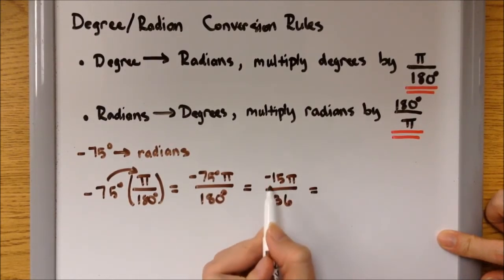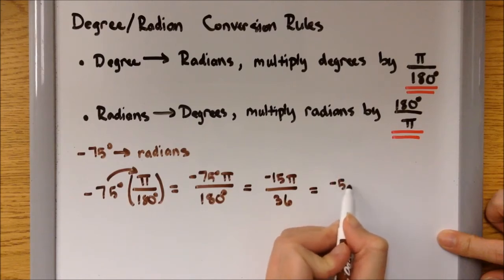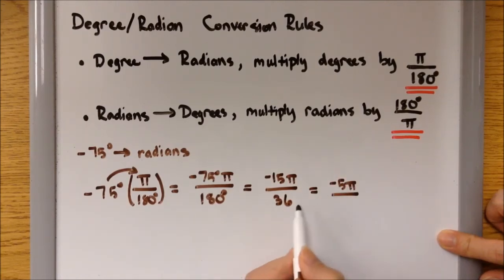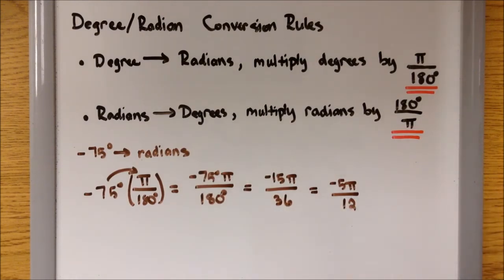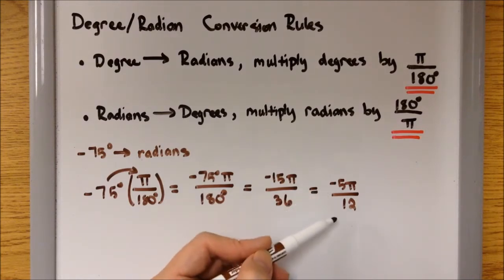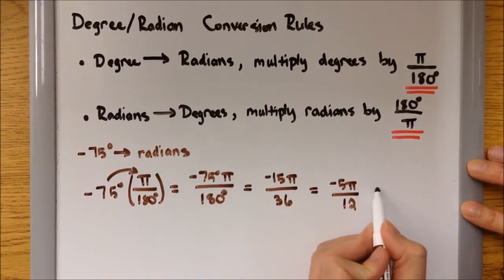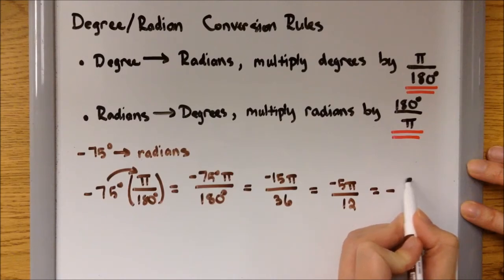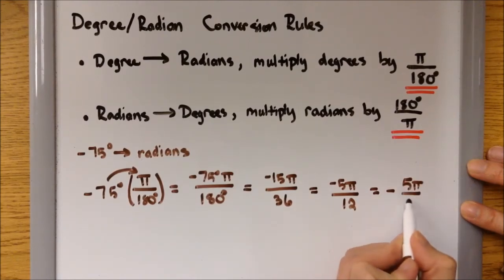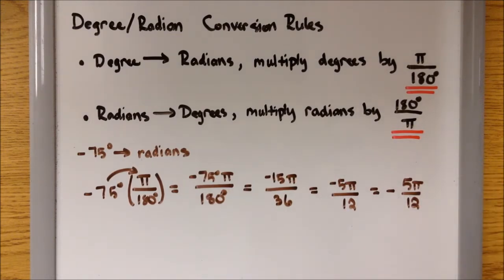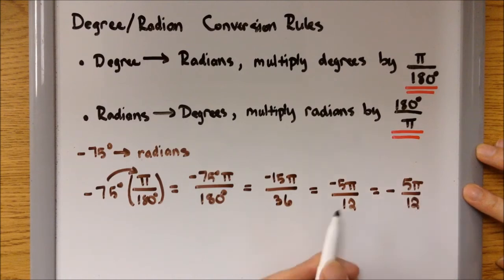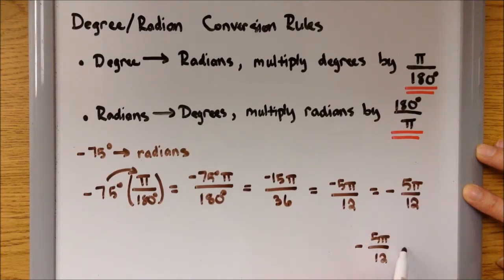So negative 15 divided by 3 would be negative 5, and pi over 36 divided by 3, that's going to be 12. And checking, there's nothing in common between negative 5 and 12, so basically it's going to be negative of 5 pi over 12. So when you have a negative in the numerator, we're just going to put the negative in front. And again, this answer is sufficient for me, but sometimes you might be required to write negative 5 pi over 12 rad.